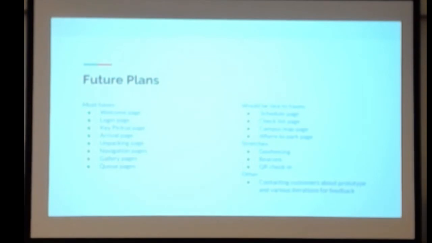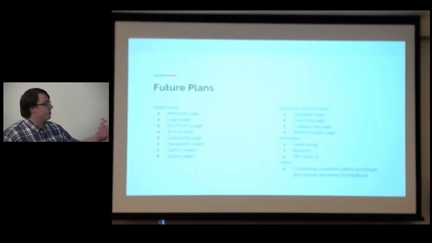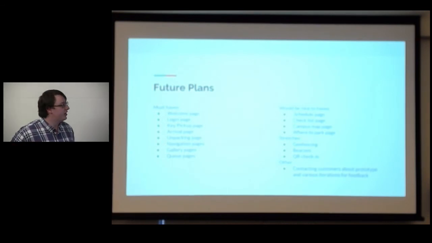So, future plans. Most of these pages were shown. Our must-haves, we've got the main pages of the application listed there. We have the would-be nice-to-haves, which would be like the schedule page, the checklist page, the campus map page, and the where-to-park page. Three of those branch off the main page but are kind of extras.